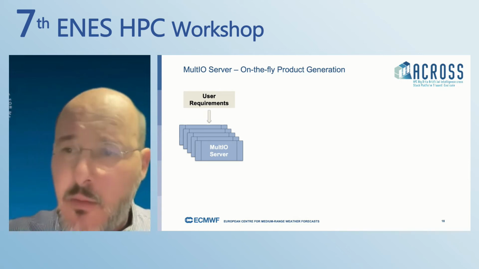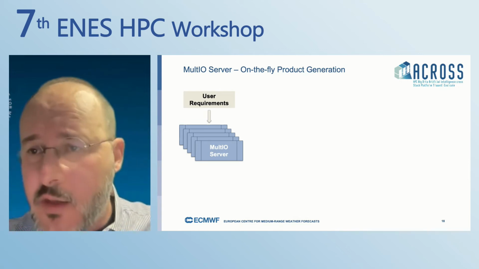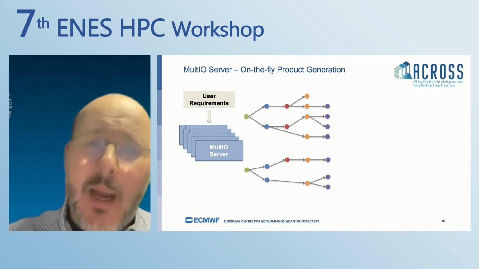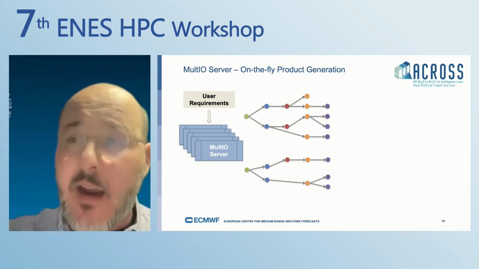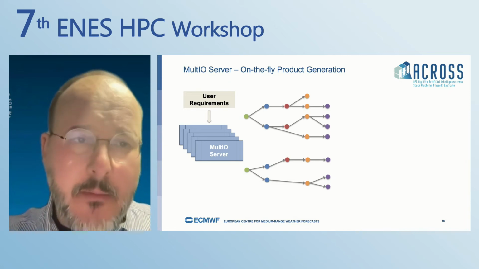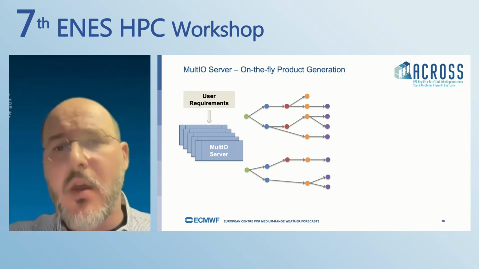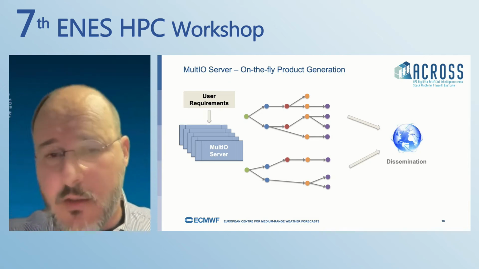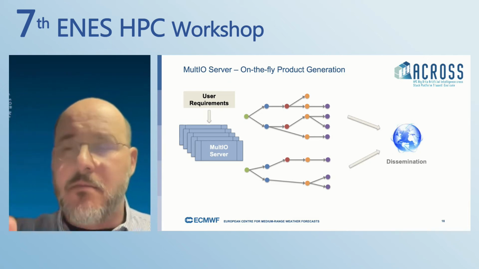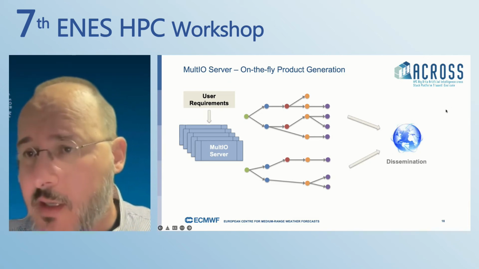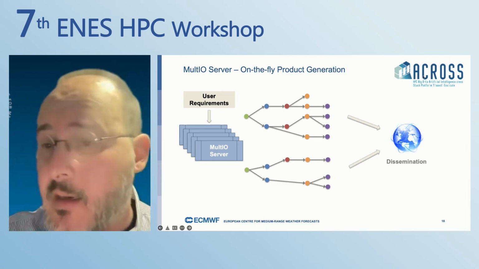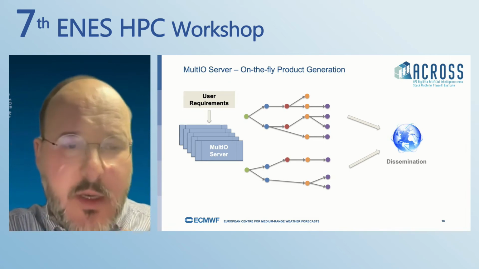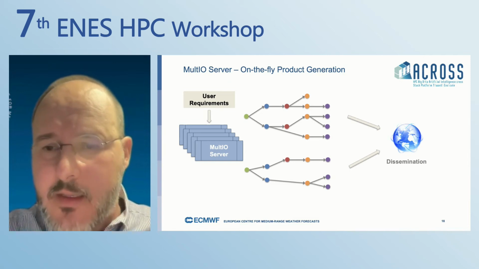When the model starts running, we'll read the user requirements. The multi-IO server will compute all the pipelines and the directed acyclic graph that needs to be in place to generate those products, and then we'll create them and send them to dissemination. This is something we are currently developing and researching in the ACROSS project that we are sharing with the MPI and the KRZ.